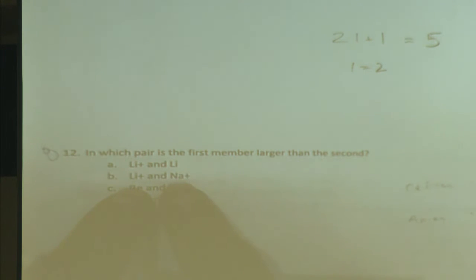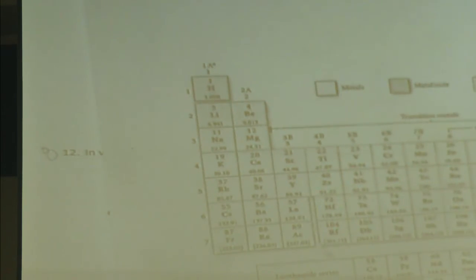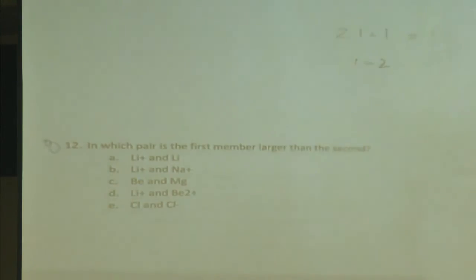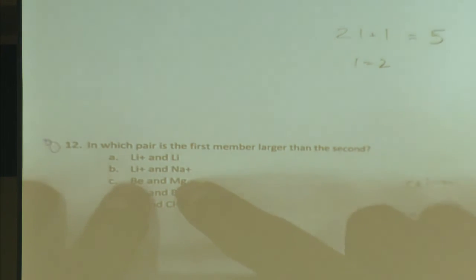Li plus and Na plus. Well, those aren't right next to each other. They're both going to be smaller than their corresponding neutral species, but based on the trend, which one is always larger? Sodium, right? So lithium is still smaller. When we talk about beryllium and magnesium, it's the same thing. Beryllium is right above it, so beryllium is smaller.